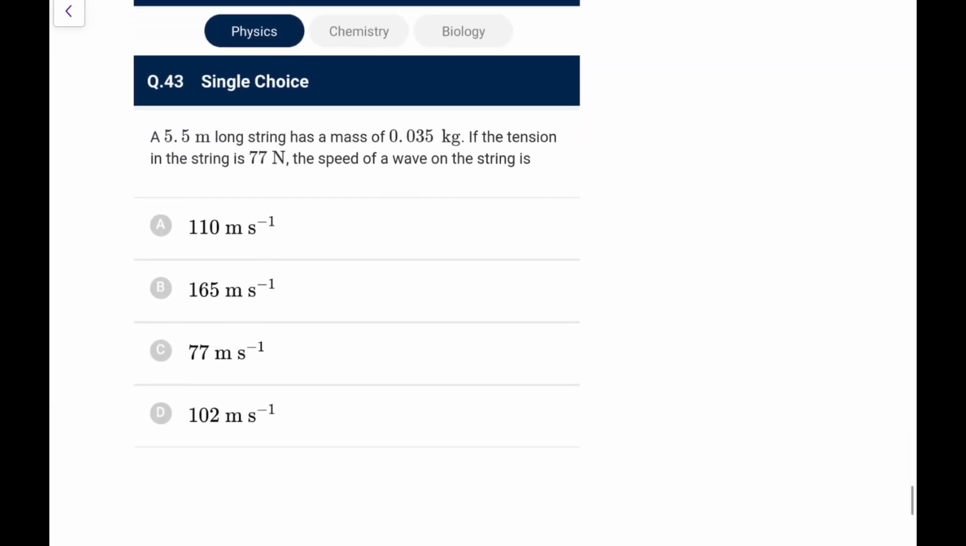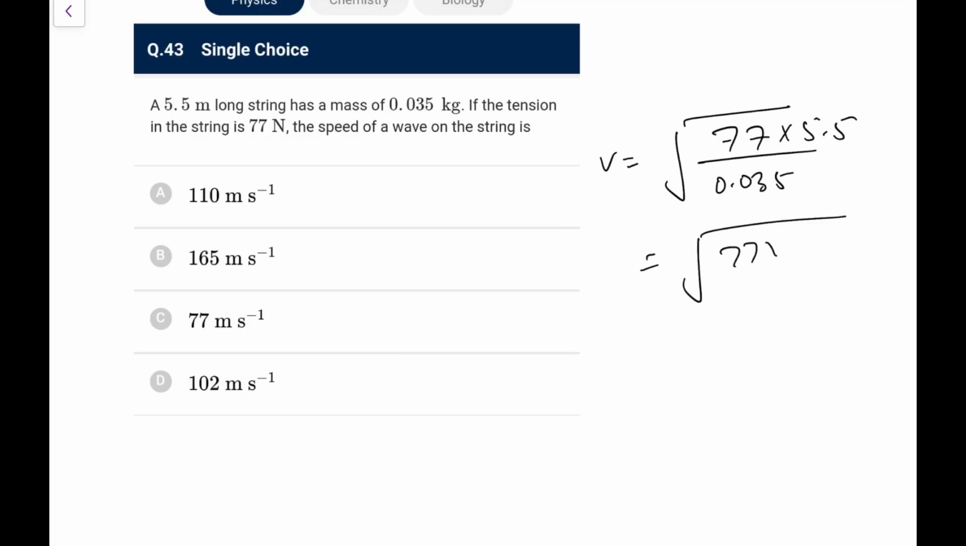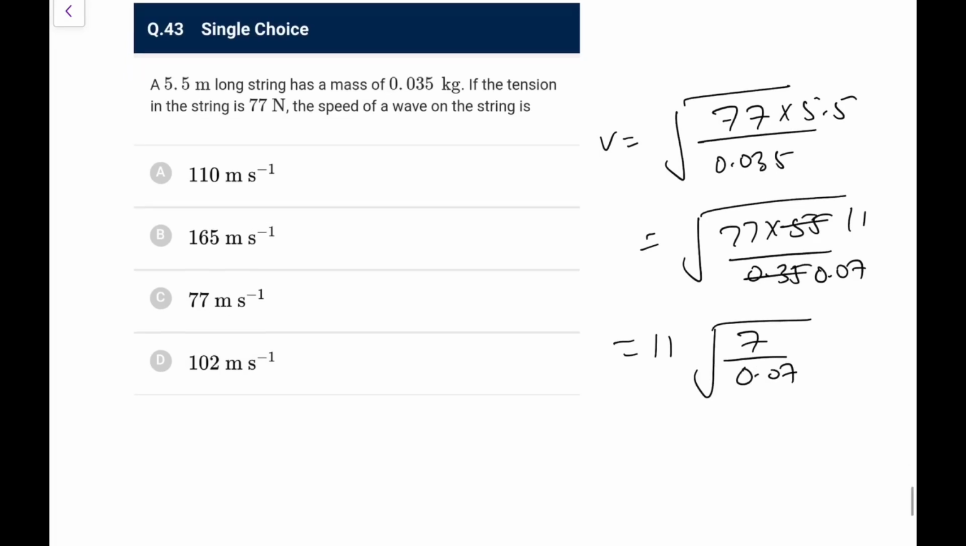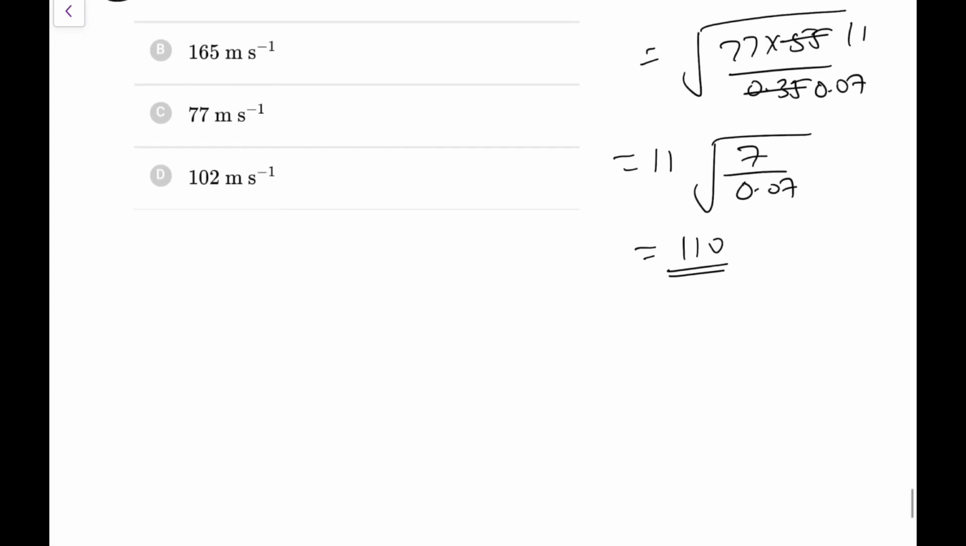Now a 5.5 meter long string has a mass of 0.035. If the tension in the string is 75, the speed of the wave is root T by mu, you can work it out. Mass is 0.035, length is 5.5, so it is 77 into 55 and 0.35, so it is 0.07 and it is 11, so 11 I can take out, it would be 7 upon 0.07, so it would be 100, so it is 110. So go for option A in this case.